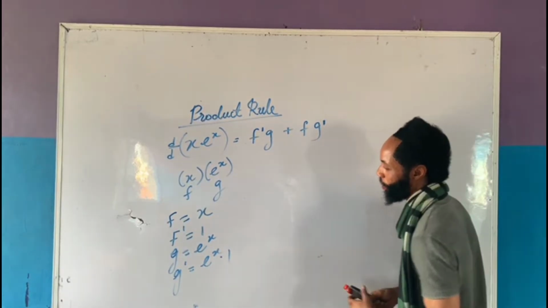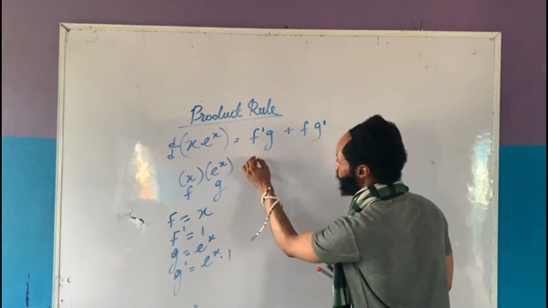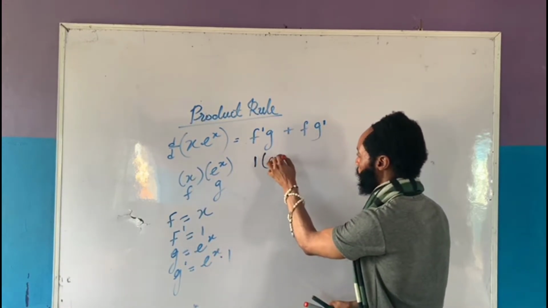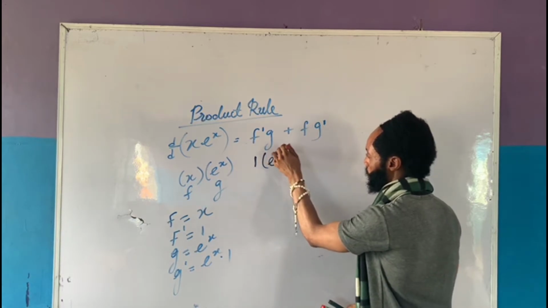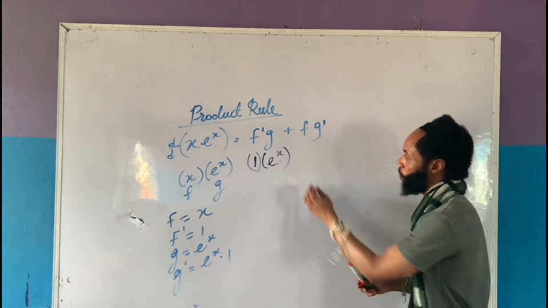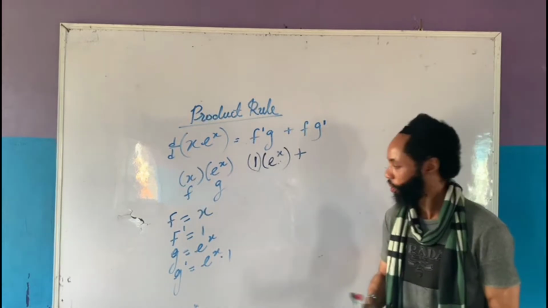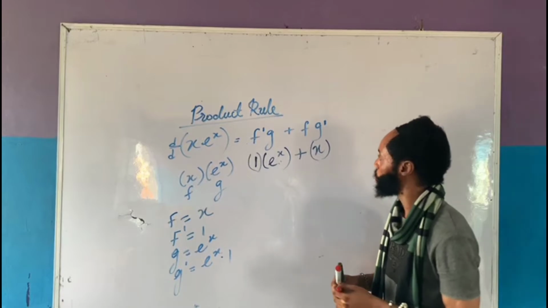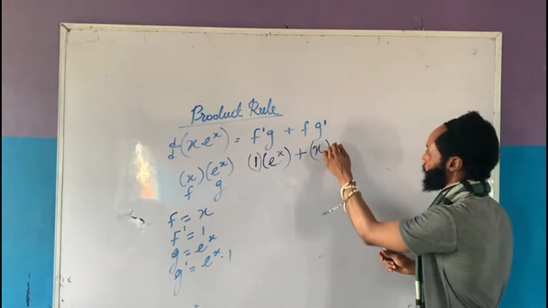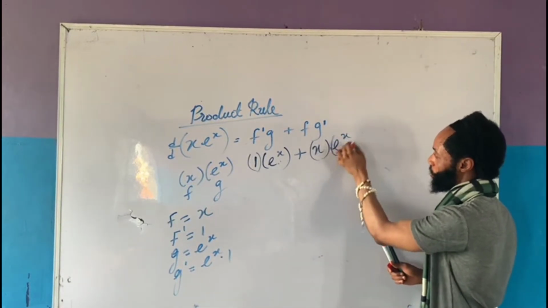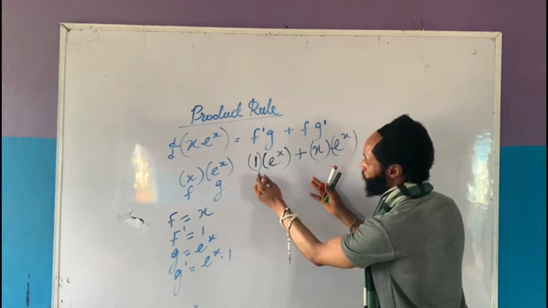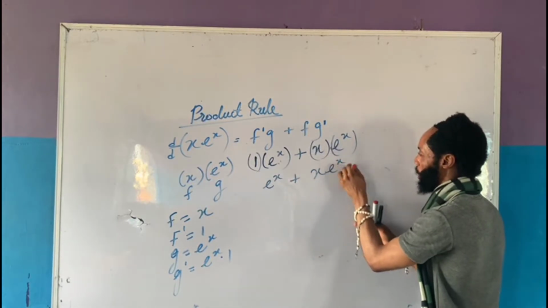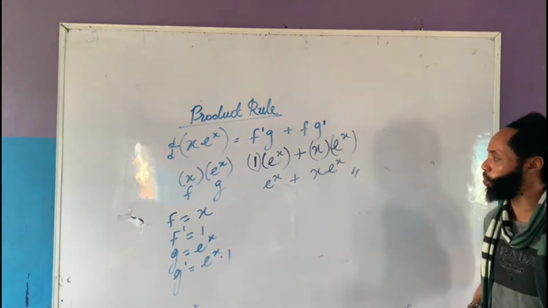Now it gets easier. What's our f prime? 1. Times, what's our g? Our g is e raised to the power x. So 1 times e raised to the power x. Plus, what's our f? x. Then our g prime is what? e raised to the power x. Times 1 will not change anything. So this time we have e raised to the power x plus x times e raised to the power x. This is our answer. This is very much our correct answer.